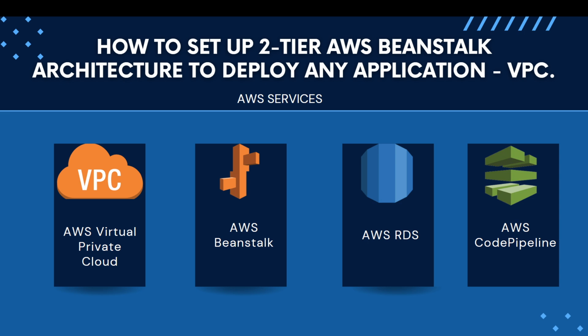So we are going to use 4 services for this architecture. One, we are going to create our own virtual private cloud, where we are going to manage our resources within a virtual network. We are now able to control our resources and also implement security measures.